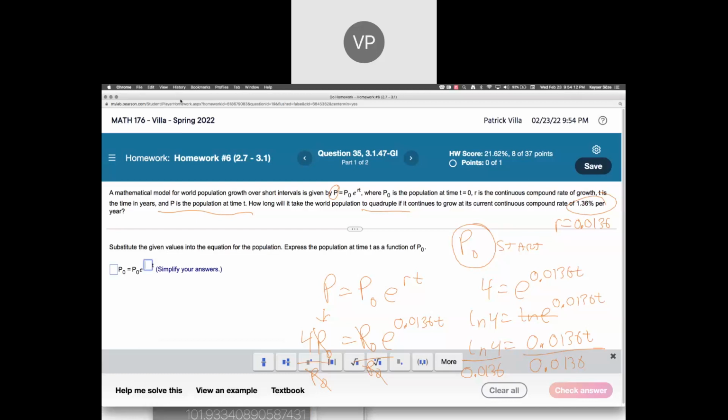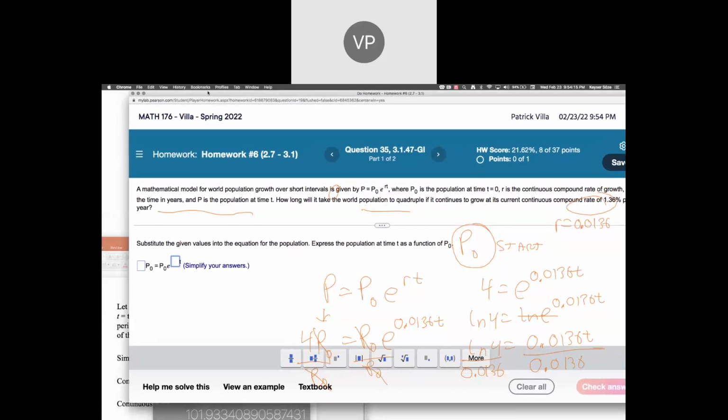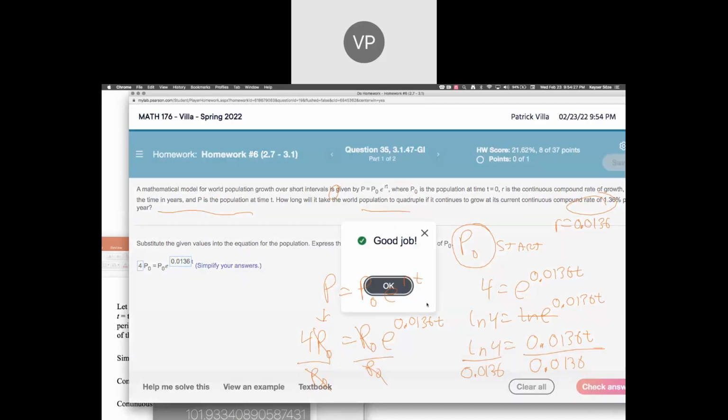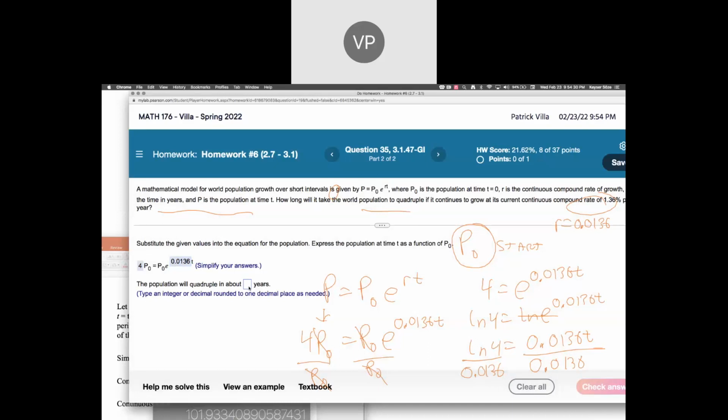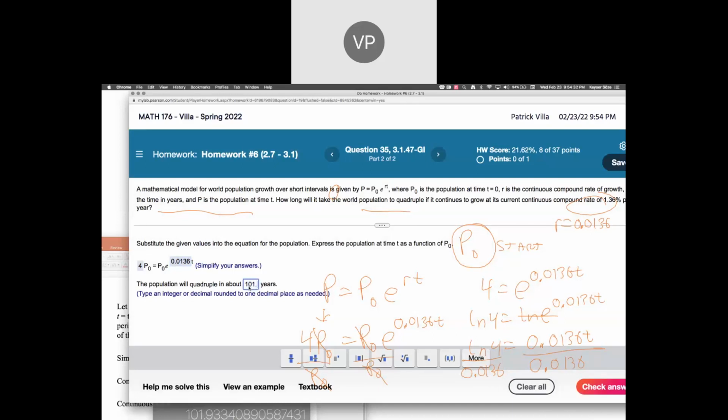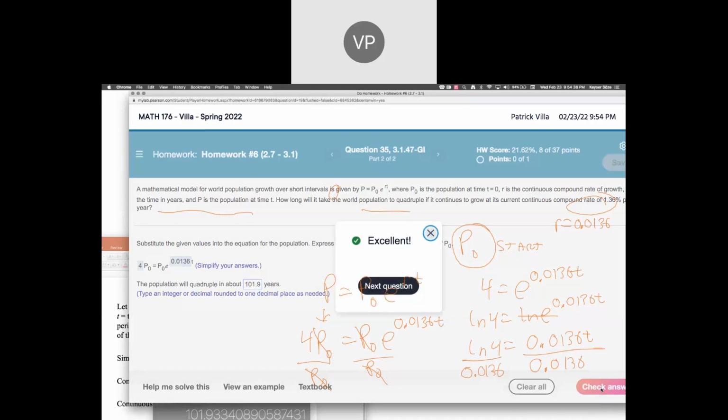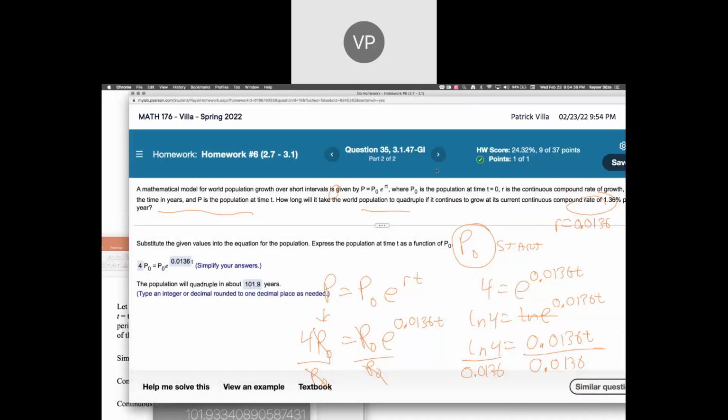And, oh, I'm sorry, they're actually making us do a little bit less here. They want us to fill this part in first. So remember, there's a 4 that goes in front of here, and the r, 0.0136. That's the first part. So they're kind of walking you through it. We got that. Now is the answer that I'm looking for. 101 point, let's see here, round to the nearest 1 decimal place. Hope that's good, and there we are.